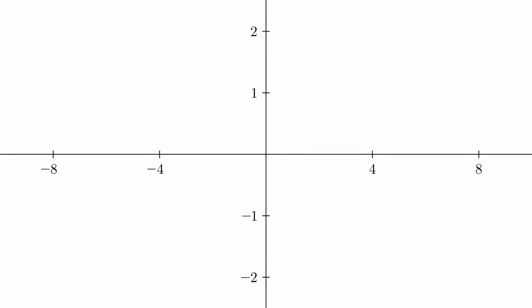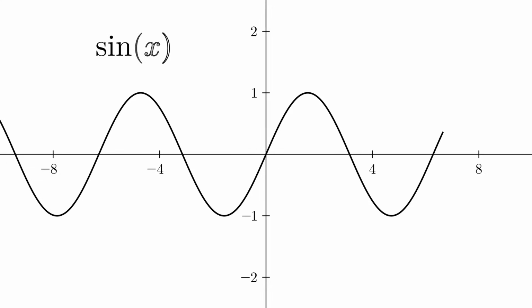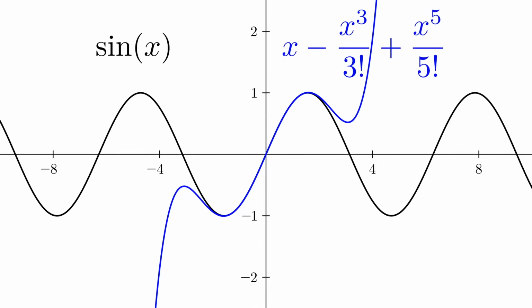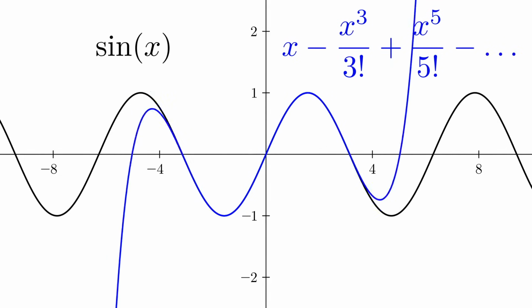We can actually see this happening for all real numbers at once if we look at this graph of sine and then plot the partial sums of the Maclaurin series over it. Here's x, and x minus x cubed over 3 factorial, and x minus x cubed over 3 factorial plus x to the 5th over 5 factorial, and so on. Note how quickly the partial sums hug the graph of sine of x.